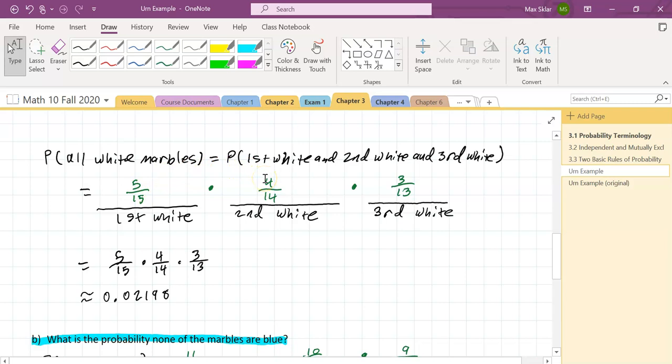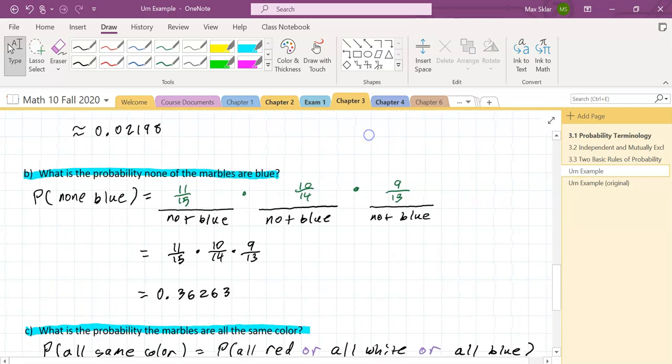Okay, I think to myself, if I can think in my head what is going on with the urn, now if the first marble was white, there are 4 white marbles left and 14 marbles total left. And so I get that 4 out of 14. And then the 3 out of 13, the second marble is drawn out. We have 3 white marbles left and 13 marbles left. So let's apply this to more quickly compute the probability that none of the marbles are blue.